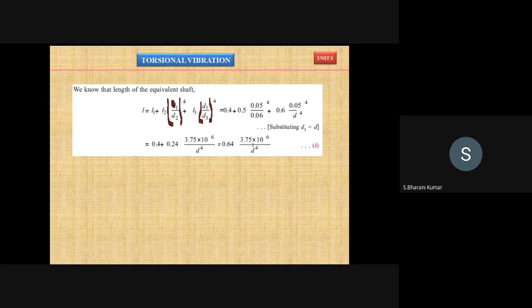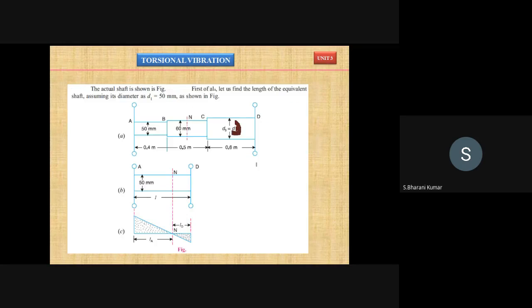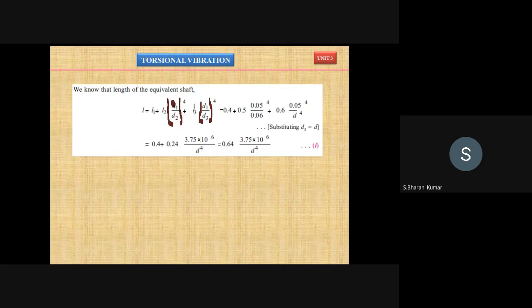We get the answer as L in terms of d here. Since d equal to d1, in this diagram d1 equal to d is given. We take d1 as d, and this d1 is 50. We take this 50 as the diameter of the torsional equivalent shaft. So in this calculation, wherever d1 appears, we put 0.05, that is 50 mm.